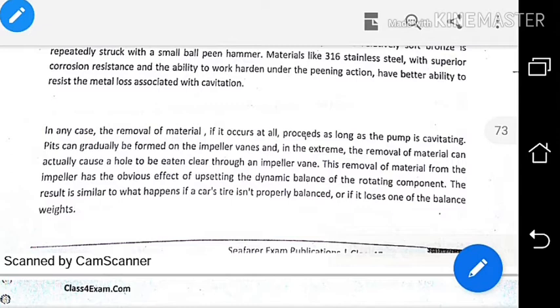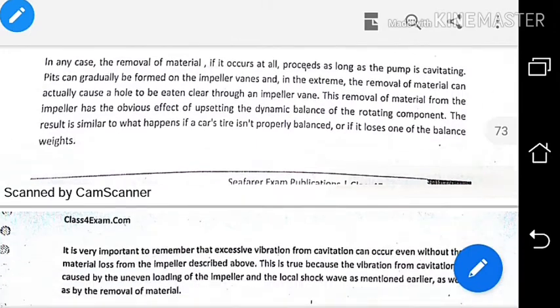So this can obviously affect, upsetting the dynamic balance of the rotating component. Any rotating component has a dynamic balance. So if any hole is made in the impeller vane, then it can make the impeller imbalanced. This is the same as when a car tire isn't working properly. If the car tire isn't working properly, the car will be unbalanced in that case. So this is the same case for the pump too.